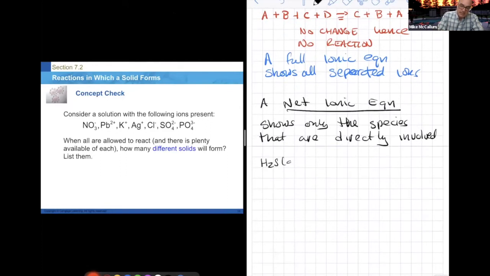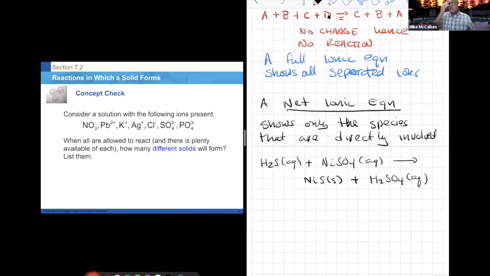H2S plus NiSO4 goes to, let's write the result. We already know the result of this reaction, right? It's NiS, I'm going to put the product first, plus H2SO4 (aq).